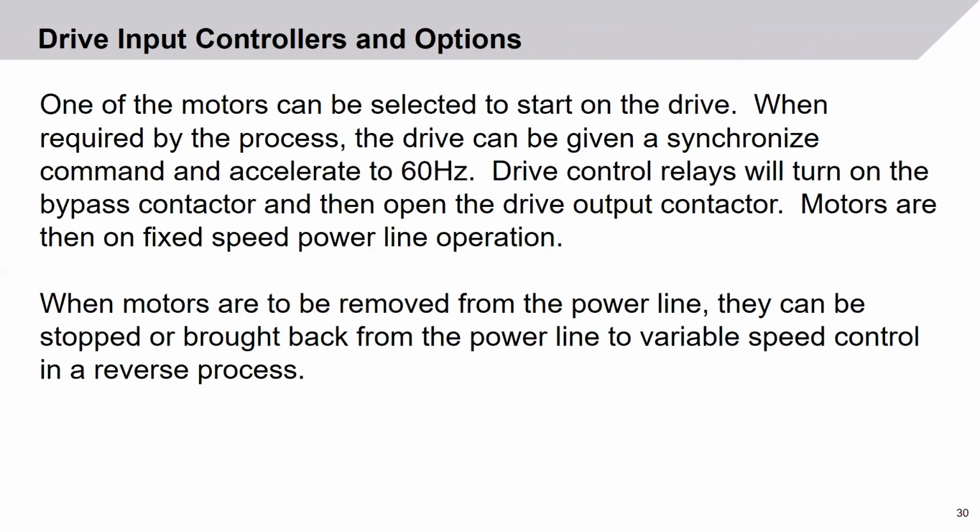So in short, one of the motors can be selected to start on the drive. When required by the process, the drive can be given a synchronized command and accelerate to 60 hertz. Drive control relays will turn on the bypass contactor and then open the drive output contactor. Motors are then on fixed speed power line operation. When motors are to be removed from the power line, they can either be stopped by opening the bypass contactor or brought back from the power line to variable speed control in a reverse process.